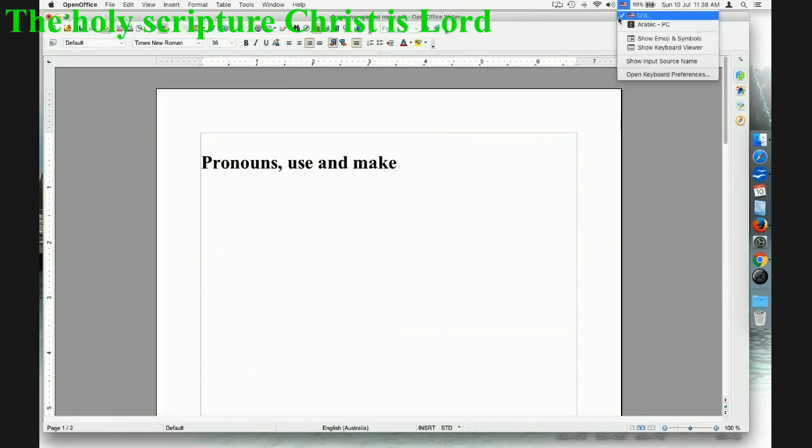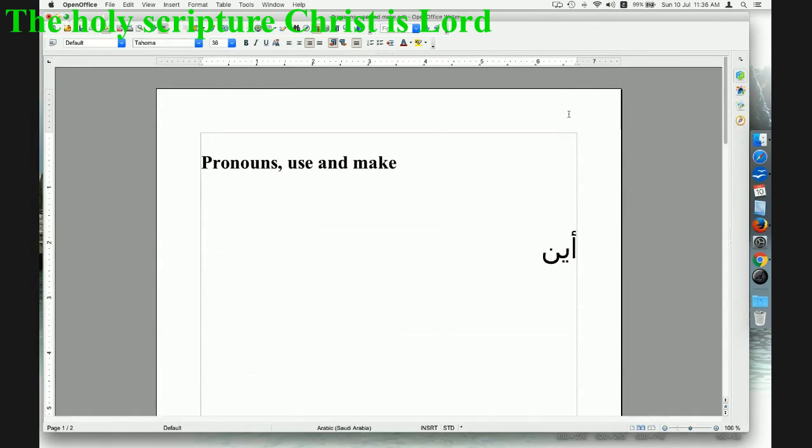Let's switch to Arabic. aina. أبوك. أبوك. aina in Arabic means where, which makes it a very important word for you to remember and to memorize. Abuk is your father.